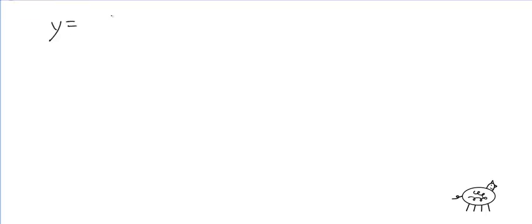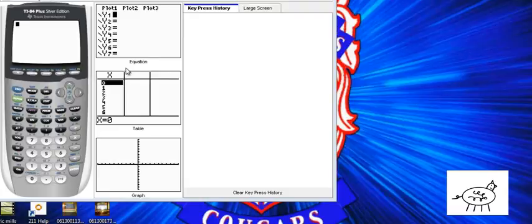Y equals x squared plus x minus 2 over x squared plus 5x plus 6. Okay, now I know you guys, if you actually did this on your graphing calculator, and let's pull up our graphing calculator for a second. Okay, so let's put this function in.